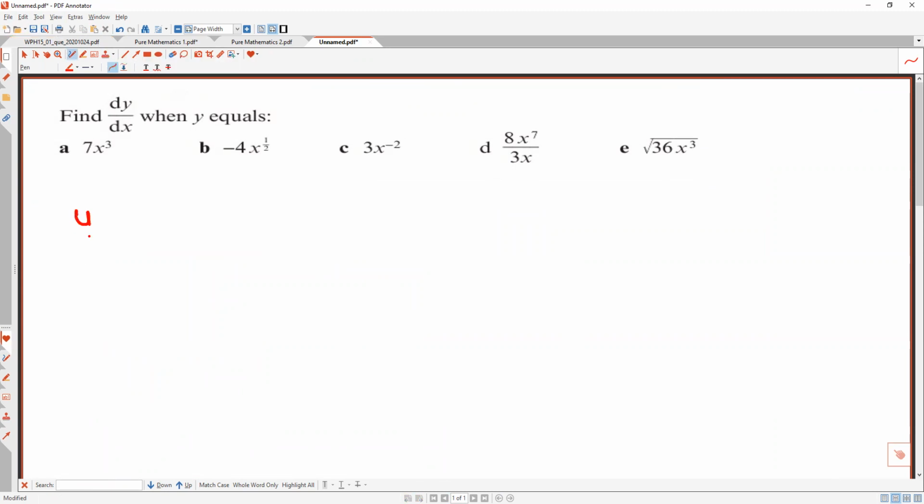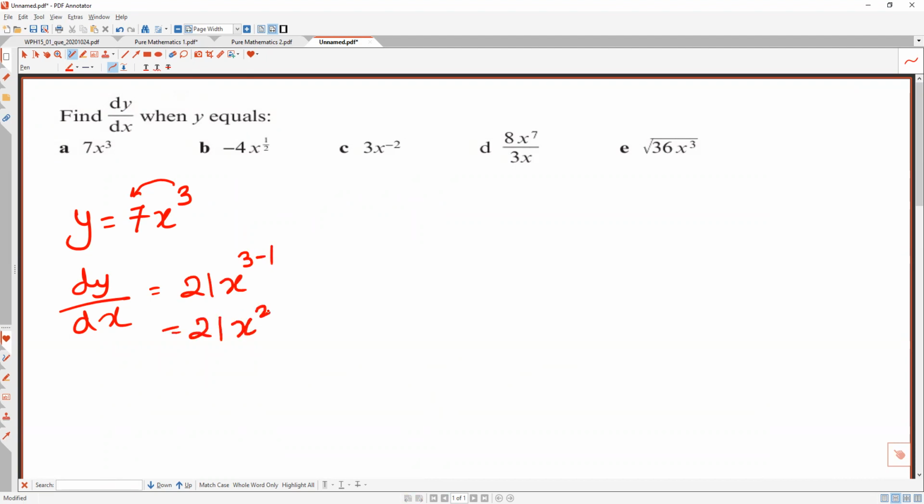Okay. So they said y is equal to 7x cubed. Find dy by dx. So dy by dx is going to be, as I said, the 3 will come here. 3 sevens are 21, x to the 3 minus 1, 21x squared. This is A part.